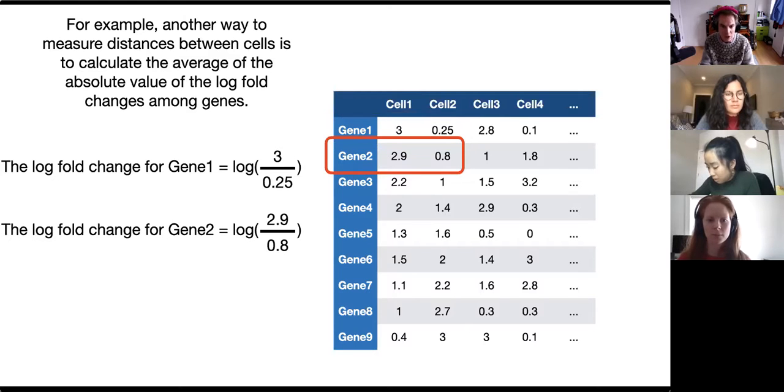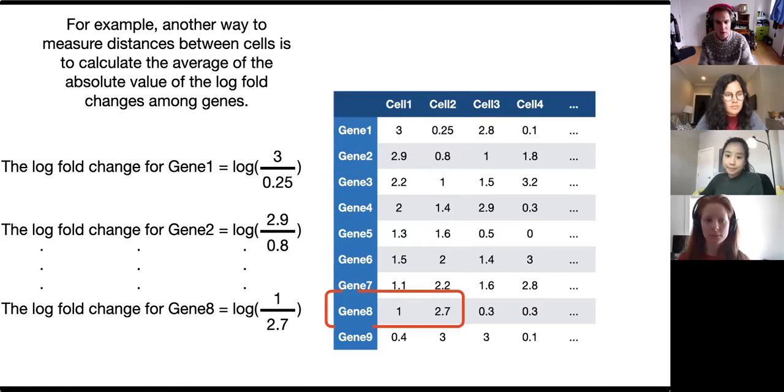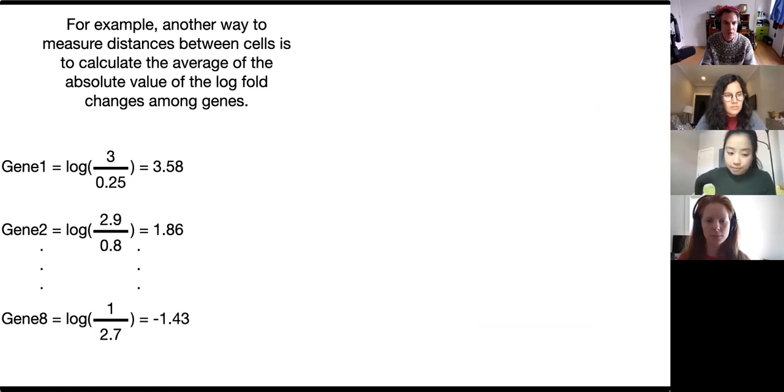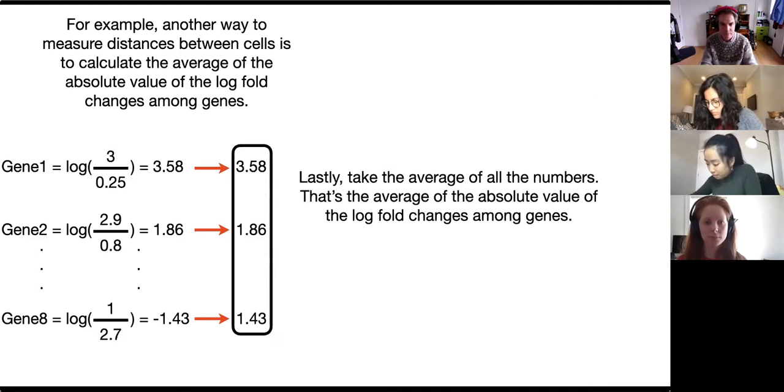So the log fold change for gene 2 is the log of the ratio of cell 1 to cell 2. Bam, bam, bam. We just do a lot of those, and then we do that for everything. Okay, so now we've calculated all of our log fold changes, and then we take the absolute value. Some of those logs are negative, and some are positive, and we're just making them all positive, so they're all greater than 0.